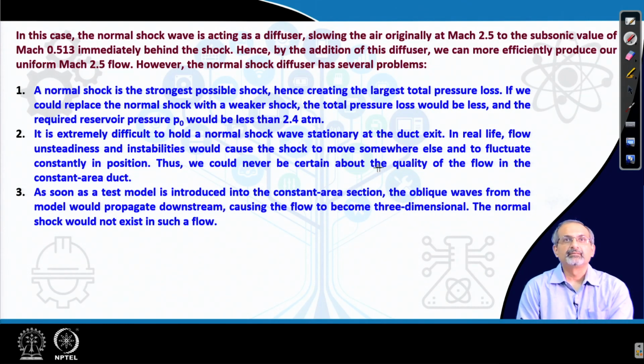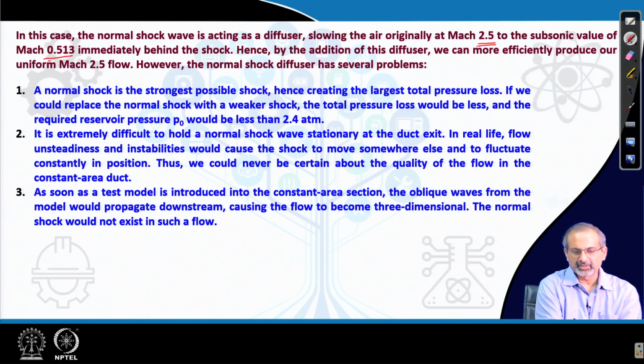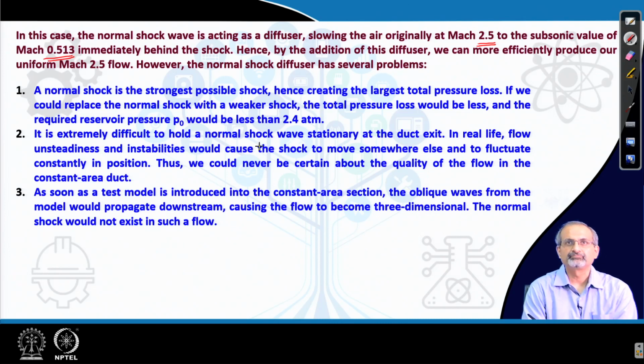However, there are some problems associated with having the normal shock at the end. So, you have a Mach 2.5 being slowed down, and the subsonic Mach number immediately behind the shock will be 0.513. Now, that is all fine, but what are the problems then?